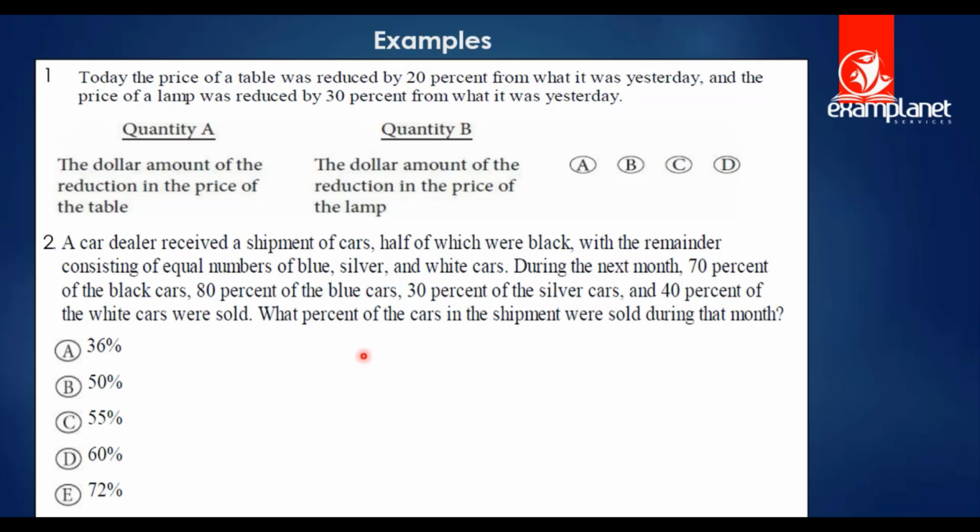But if you have another question of this type where a particular value is mentioned, maybe the question says 70% of black cars, 80% of blue, 30% of silver, and maybe 40 white cars, not 40%, then they have given you a number, not a percent. If they have given you a number, then you cannot pick any number for your total anymore. Once you're given a number, you have to work with that number, get its percent, and then use it to calculate whatever you need. But here everything is percent, so we can easily pick any number.